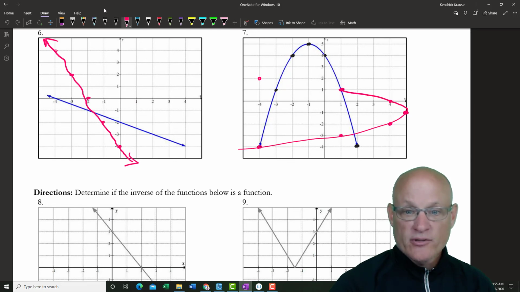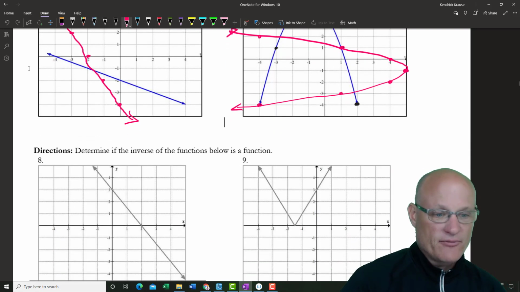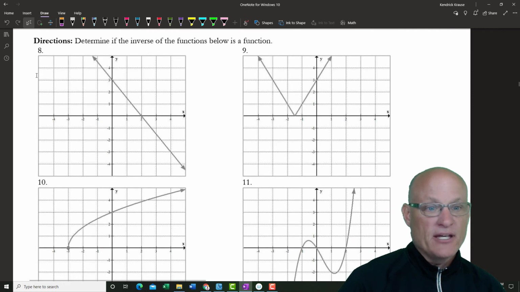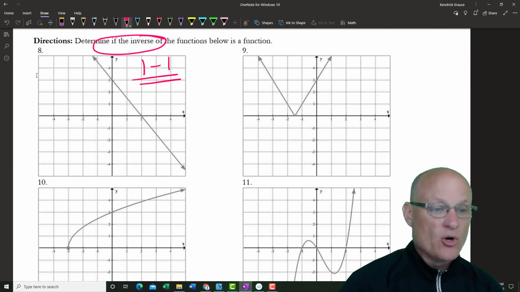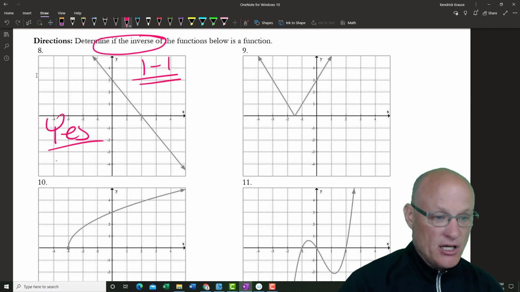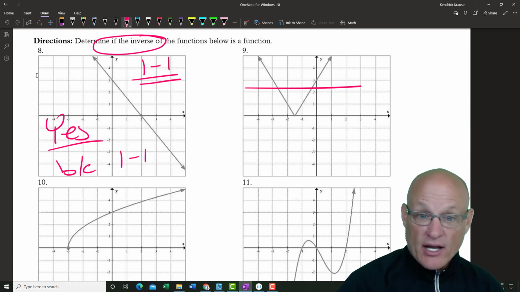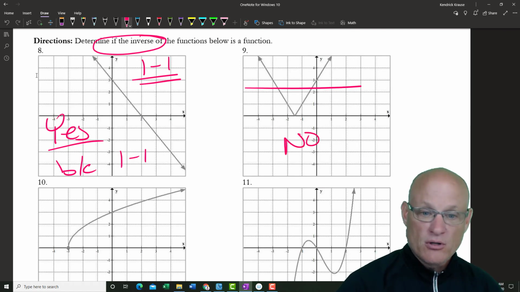And you'll notice, do you think that pink function is a function or is it not? Doesn't that fail the vertical line test? So it's not a function. All right, those are those two. Now all we've got to determine is if the inverse is going to be a function. The only time it will be a function is if it is a one-to-one function. So yes, the inverse will be a function because this is one-to-one. This one is a function, but it's not a one-to-one function. So no, the inverse is not a function.